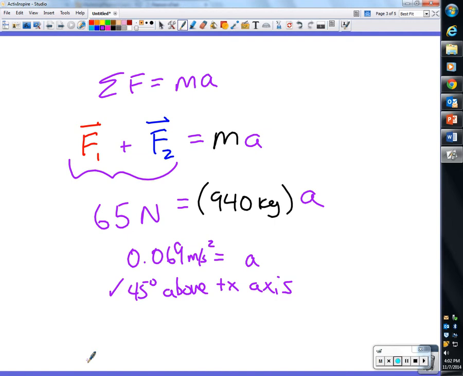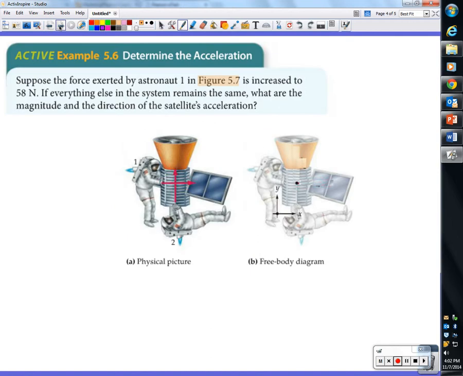If you flip to the back of the sheet that I gave you today, active example 5.6 says, suppose the force exerted by astronaut 1 is increased to 58 newtons. If everything else in the system remains the same, what are the magnitude and the direction of the satellite's acceleration? I'll walk you through this one again. So, what are the magnitude and the direction of the satellite's acceleration? That means we're looking for acceleration.